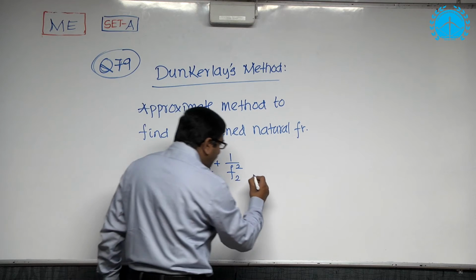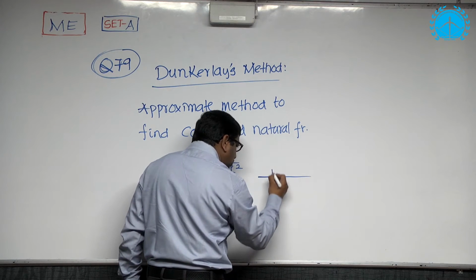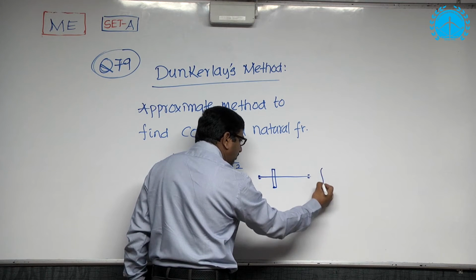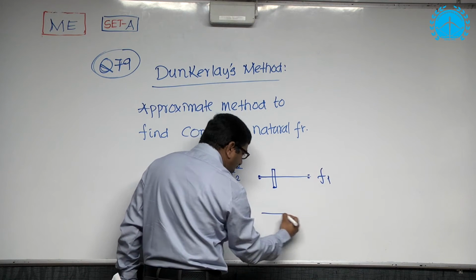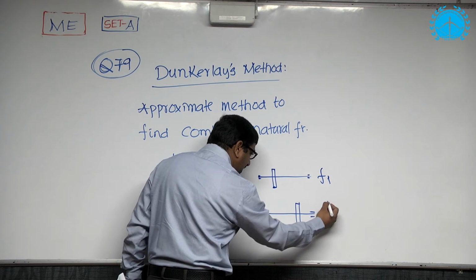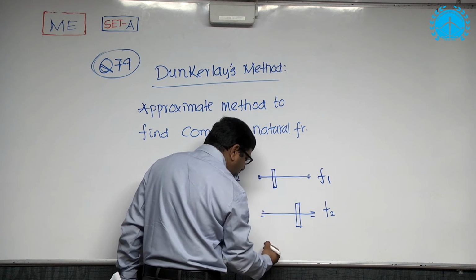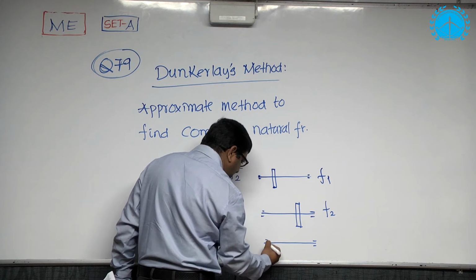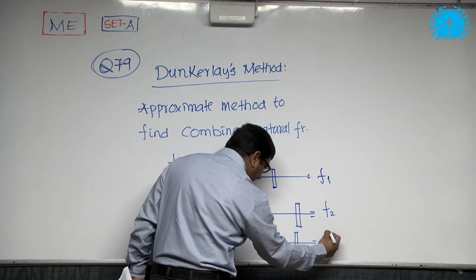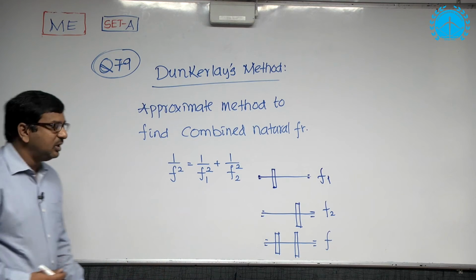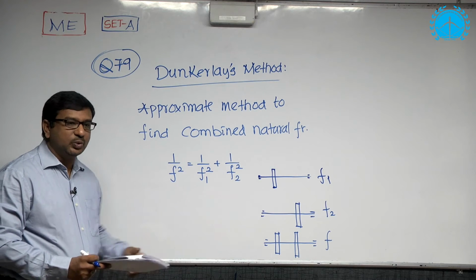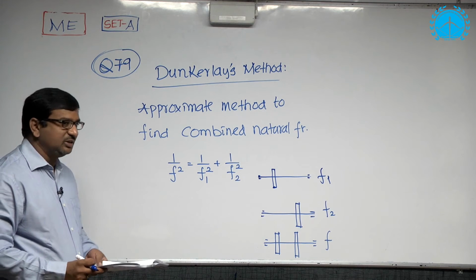That means if you have a shaft with two rotors, and you mount only one rotor, then its frequency will be f1. When you mount only the second rotor, then its frequency will be f2, and when you mount both the rotors together, then it would be equal to f. And this is Dunkerley's method, where f1 and f2 are given in units of cycles per second, that is in hertz.